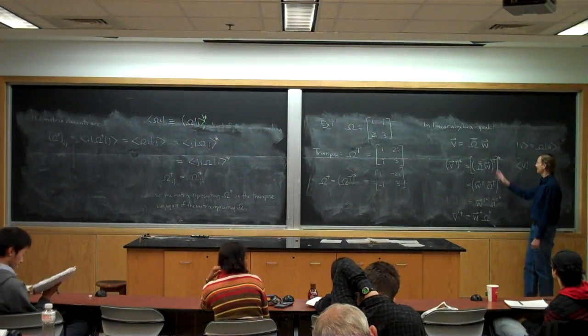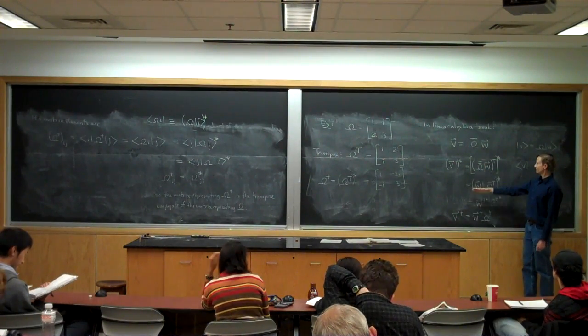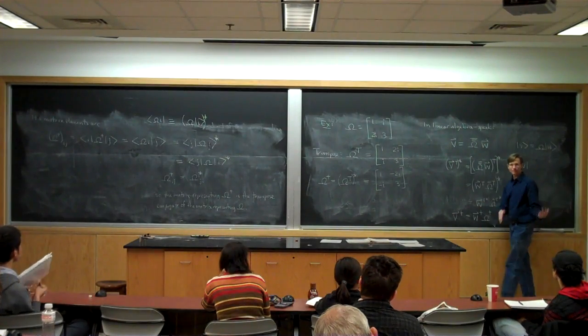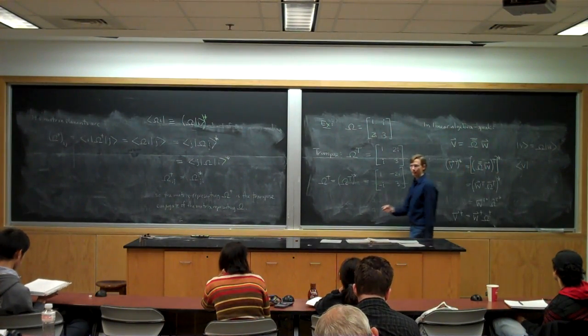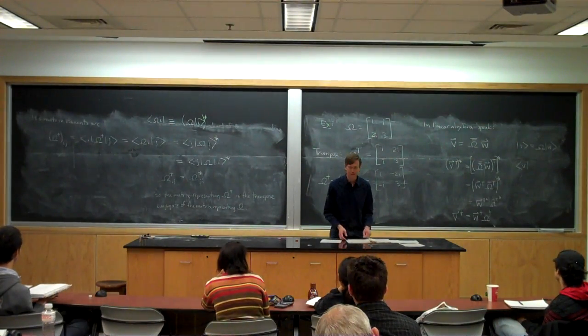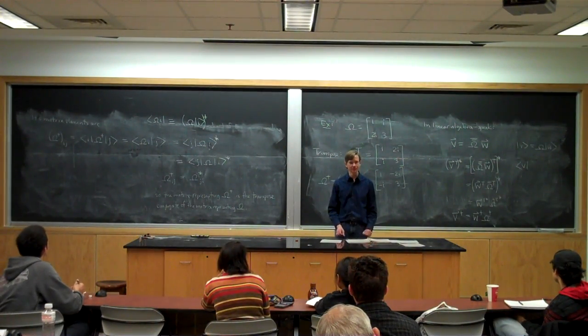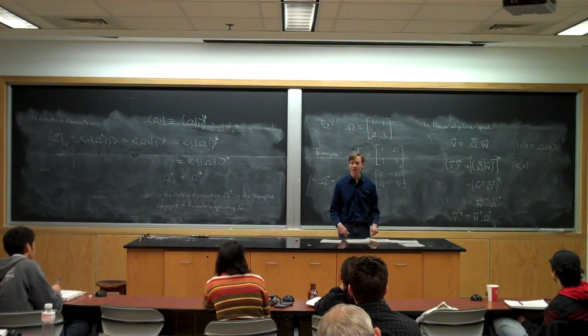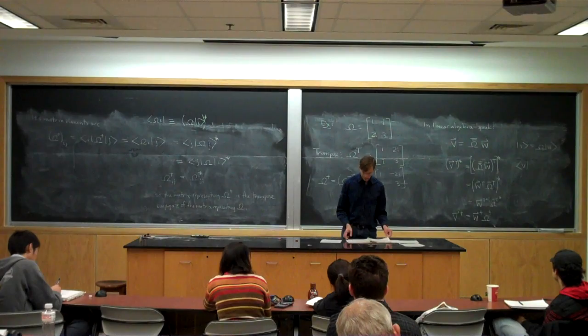And the rule is that if you want to take the dagger of a product of matrices, it's the product of the daggers in the reverse order. That's just the way that it works out. That's the rules for matrix multiplication. You can convince yourself of that by using summation notation to show that, in fact, that's the way that it works out.